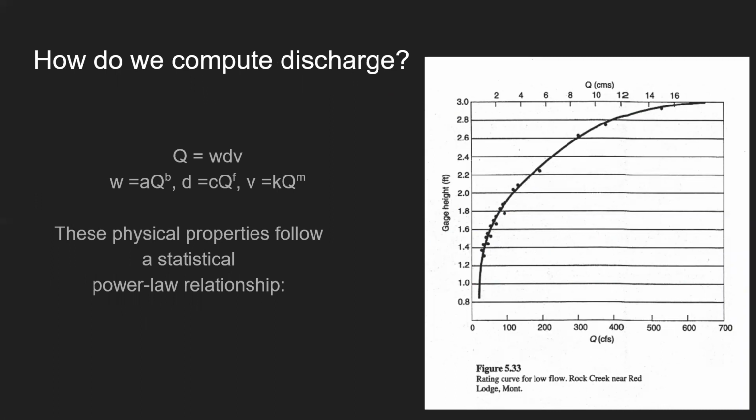It's a very simple equation. Discharge, which we call Q, is equal to the width times the depth times the velocity of a river at a cross section. And these physical properties follow a statistical power law relationship. So you can choose either width, height, or velocity mapped over a certain amount of time, and you can infer discharge. The graph on the right is an example of that power law relationship created in 1953.